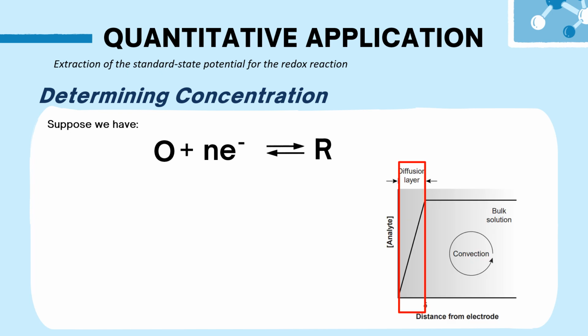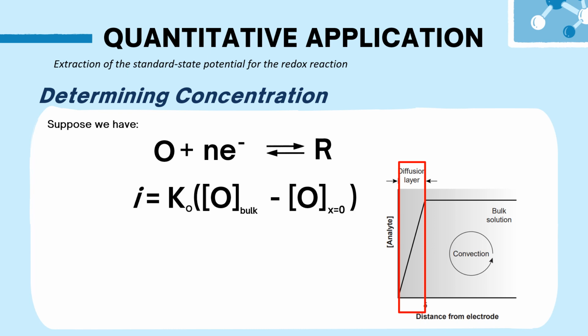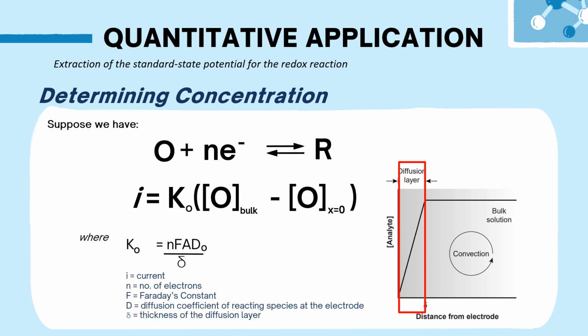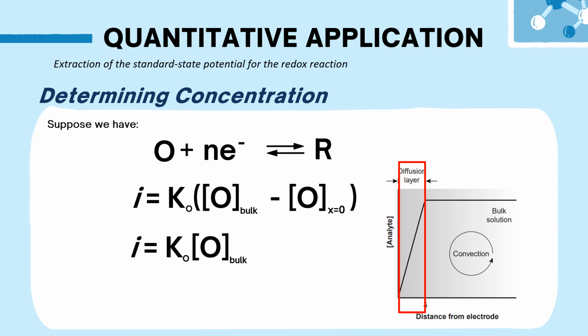The current is determined by the rate at which O diffuses through a fixed diffusion layer, which gives us the following equation, where K sub O is a constant equal to nFAD over delta. So when the limiting current is reached, the concentration of O at the electrode surface is 0. Therefore, we can simplify the solution into this. Thus, the limiting current, I sub lim, is a linear function of the concentration of O in the bulk solution.